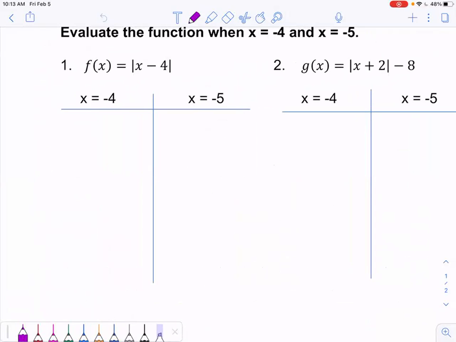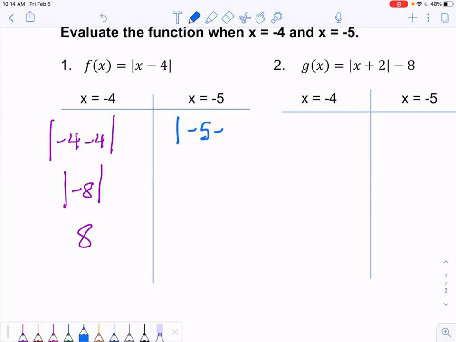Haley, were you able to find this on Google Classroom? Yes, okay. So I have absolute value, -4 minus 4. That's what I'm doing on the left side here. I'm plugging in a -4, which is really -8. Haley, what is the absolute value of -8? 8. So that's all I have to do on the left side. And then on the right side, you're plugging in a -5. So -5 minus 4.